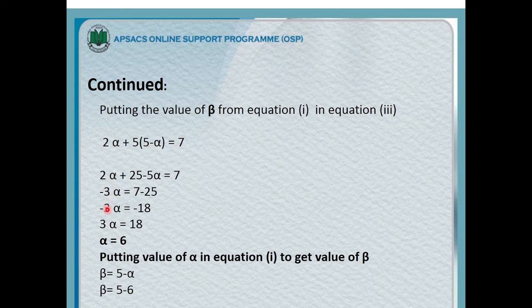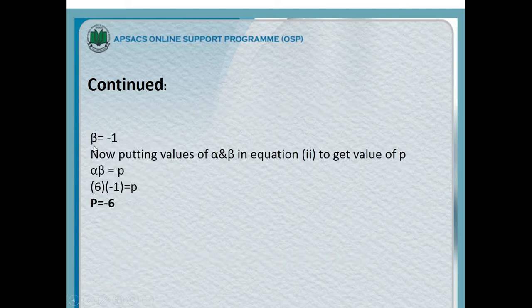So by simplifying we get the value of alpha. Now putting the value of alpha in equation number 1 to get the value of beta. We have already found the value of beta, but it was in terms of alpha. So by putting the value of alpha in this equation, we get beta is equal to 5 minus 6, and the value of beta is equal to minus 1.